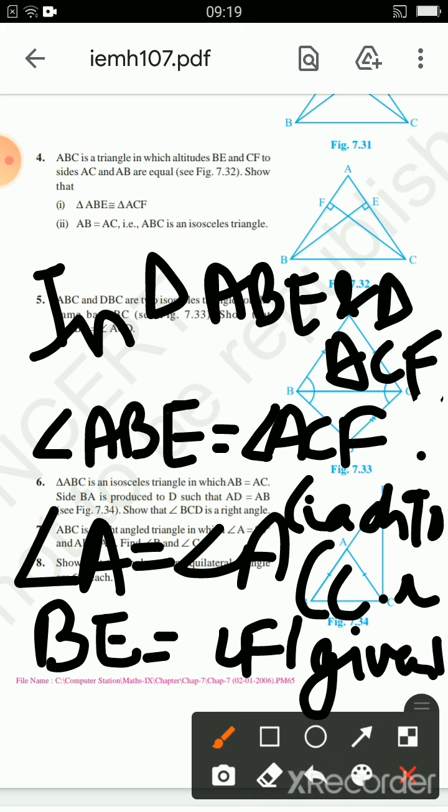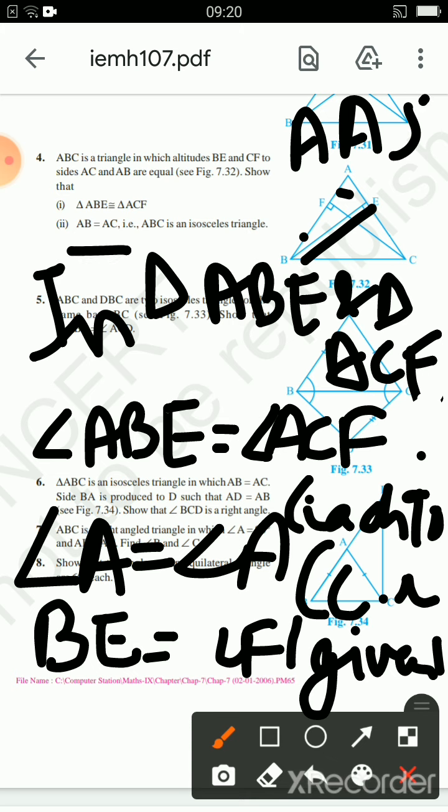The only thing you have to check is whether the side is between these two angles or adjacent to them. So angle ABE is here. Angle A is here, but the side taken is BE. यानी कि जो आपकी साइड है वो इन दो एंगल्स के बीच में नहीं है. So the two triangles will be congruent by angle angle side, and when they are congruent, AB equal to AC by CPCT.